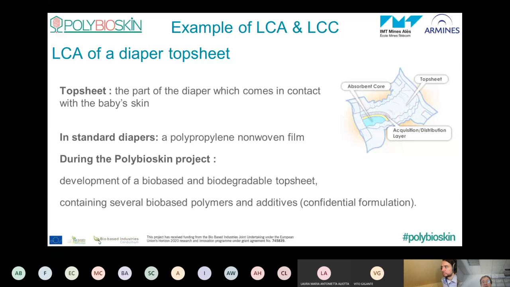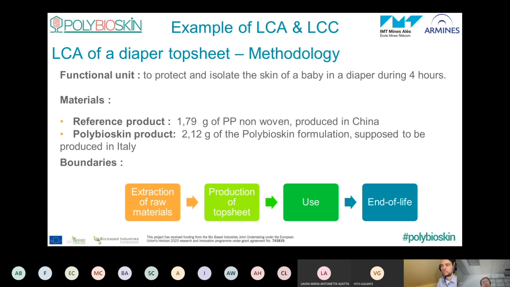So it was focused on the top sheet. The top sheet is a polypropylene non-woven film in standard diapers, but in the POLYBIOSKIN study the top sheet was made using a mix of bio-based polymers and also additives and specific fillers. So this formulation is more complex than the commercial reference one. We compared two weights that are a little bit different, but it corresponds to reality: around 2 grams of PP non-woven produced in China, and 2 grams of the POLYBIOSKIN formulation.